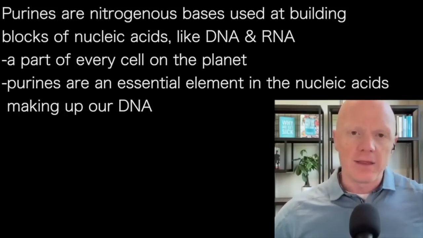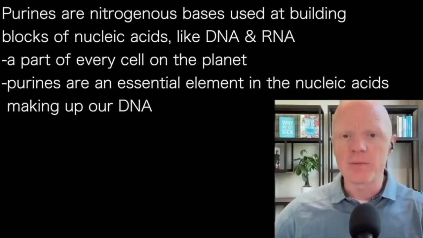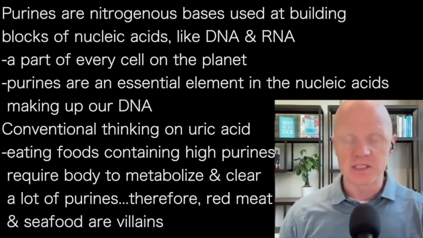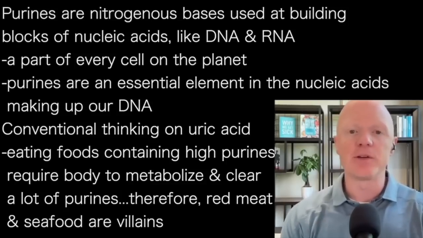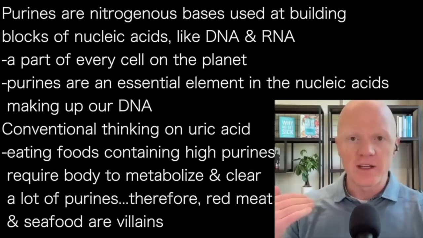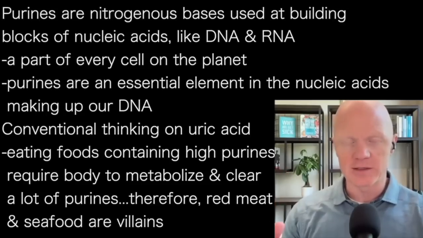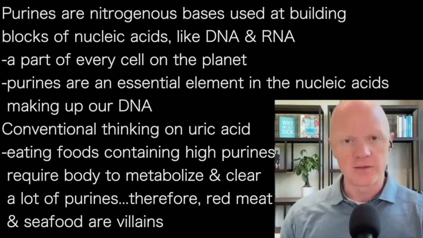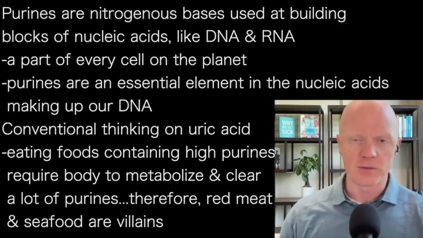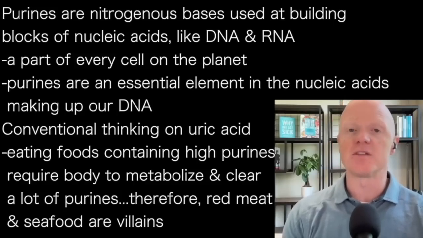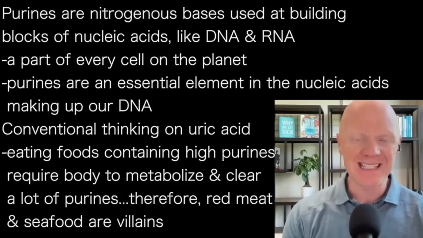Now, why or how can this become a problem? The conventional thinking with uric acid, still conventional and certainly historical, is that foods that are high in purines, where you're eating a lot of purines, require the body to metabolize and clear a lot of purines, and thus giving rise to more uric acid, which through a pathway I'll get into in just a moment. But foods like this particularly results in the vilification of things like red meat and seafood.